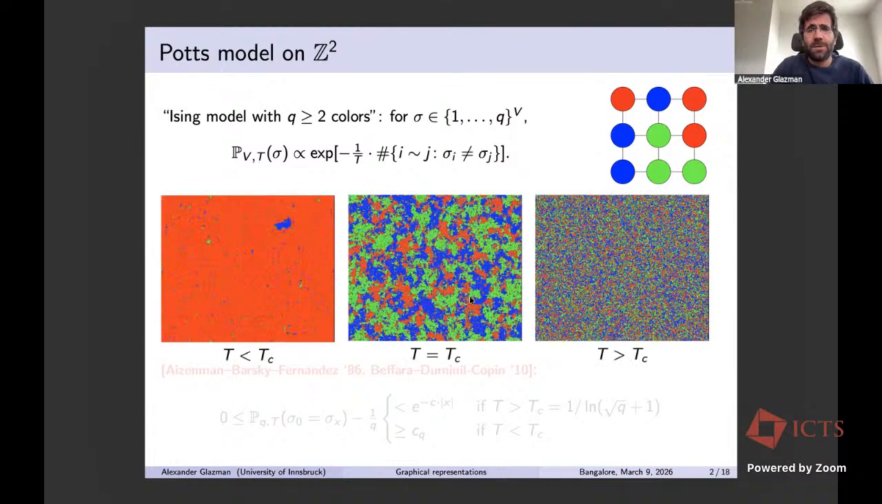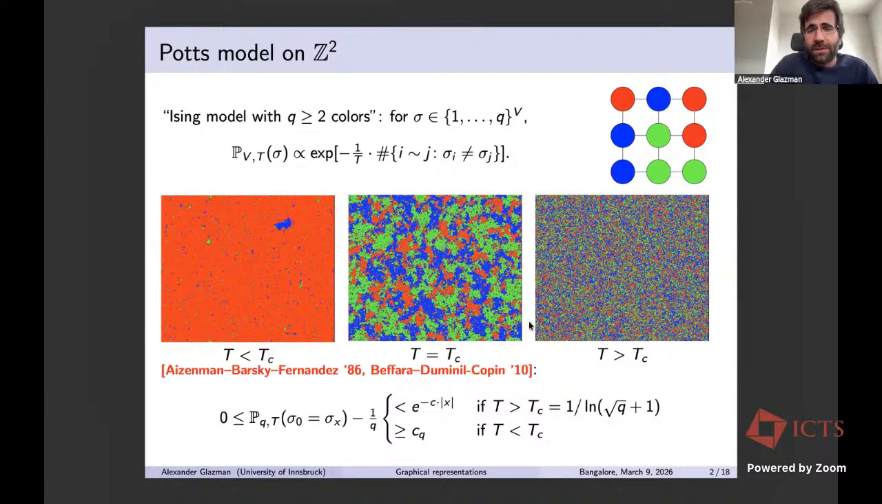Let me show you some simulations. For low temperature, you get ordering. If you have red boundary conditions, then everything gets red with small clusters of other colors. For high temperature, you get this picture of very small clusters of different colors. And finally, at critical temperature, you do expect to see relatively big clusters of different colors. We will be looking at different points of this diagram.